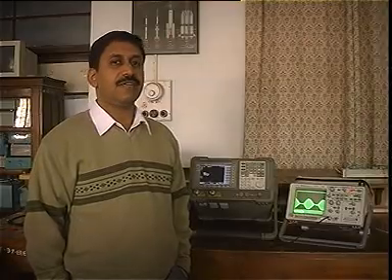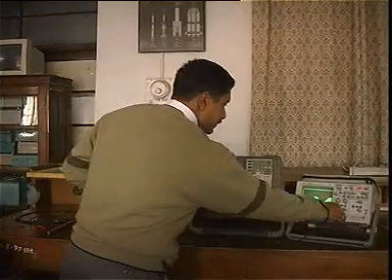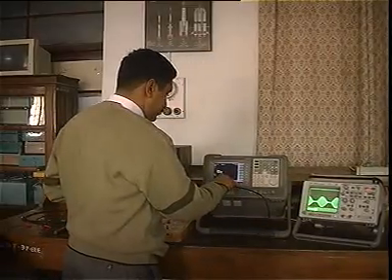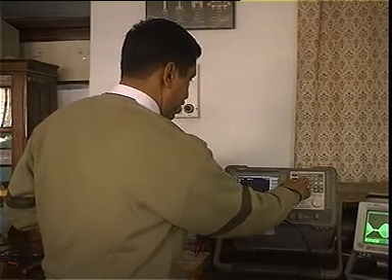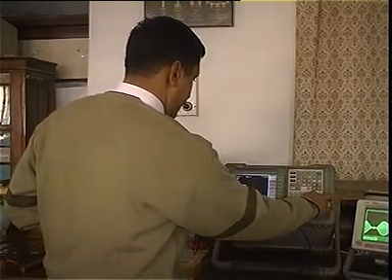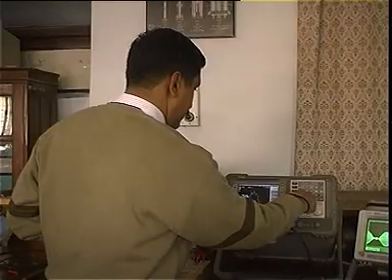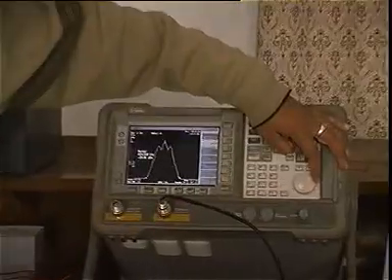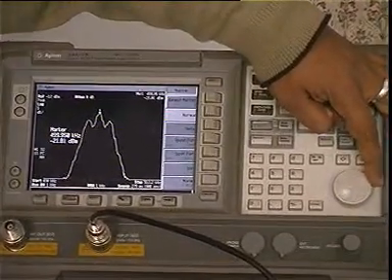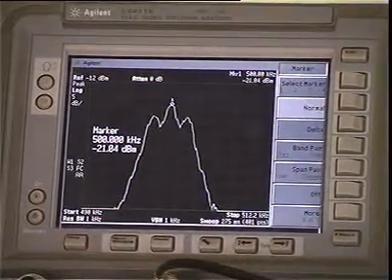So you should have a rough idea where your modulated signal should lie, so that you can appropriately set your spectrum analyzer to measure the spectrum. So now I am going to move the marker. The marker is now placed at this point.